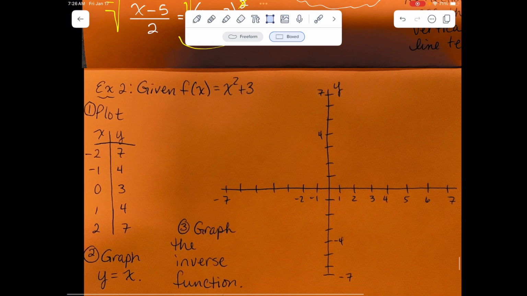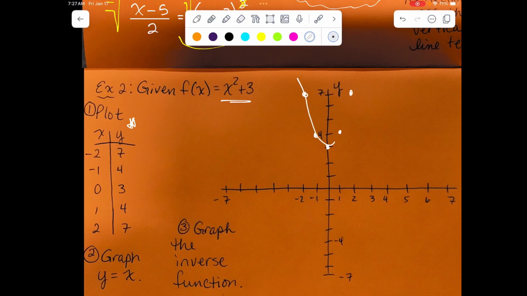All right, so in our first example here, we have our quadratic x squared plus 3, and then we have a table of data that represents that. So we want to plot our table of data. So we'll go negative 2, 7, negative 1, 4, 0, up 3, 1, 4, and 2, 7. So here we go. We'll try to make the U here, or the quadratic.